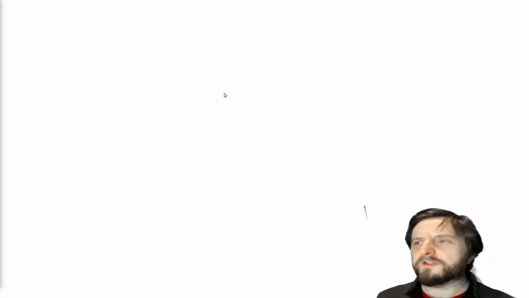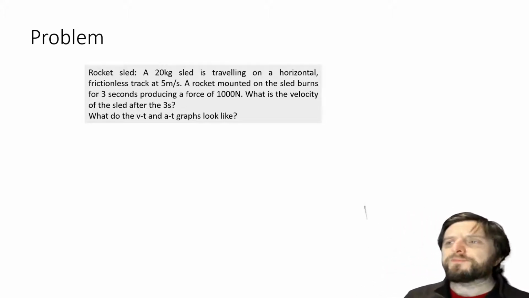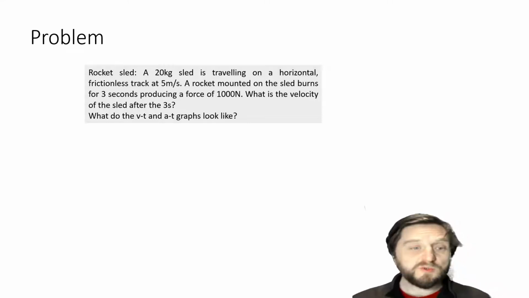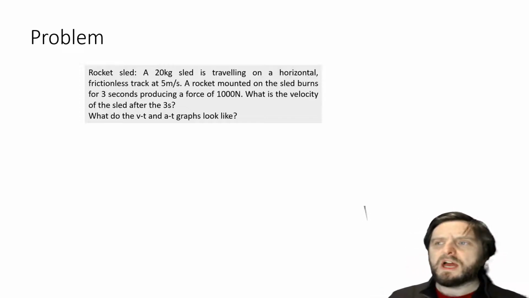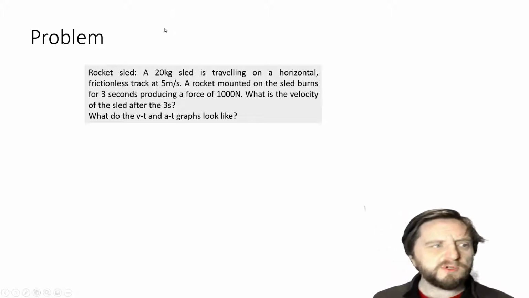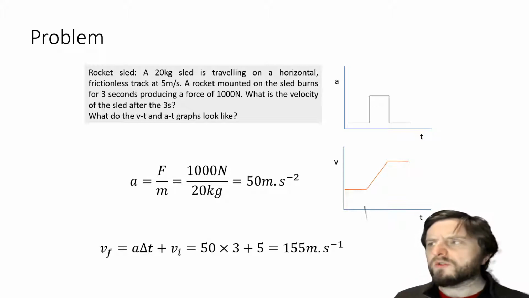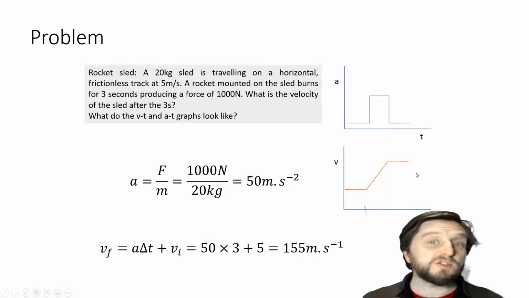So the starting point for this is a problem we did quite a while back now. We did this problem about a rocket sled. If you recall, we were looking at what happens when a force is applied for a fixed amount of time, and how does that produce a change in motion. And so from it, we did this little calculation. We'll go through it again, but we come up with this set of graphs that show the acceleration changes with time like this, the velocity changes with time like this.